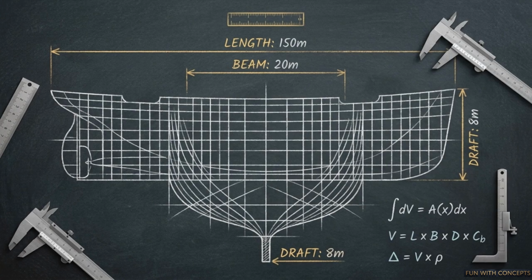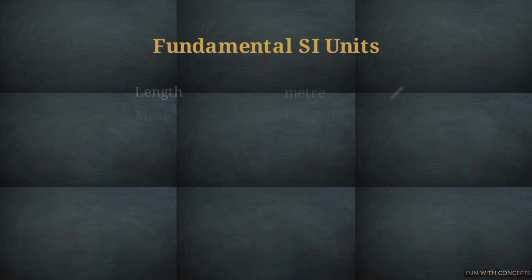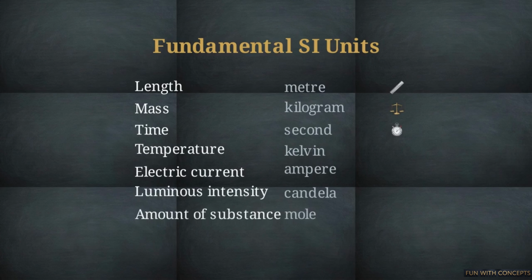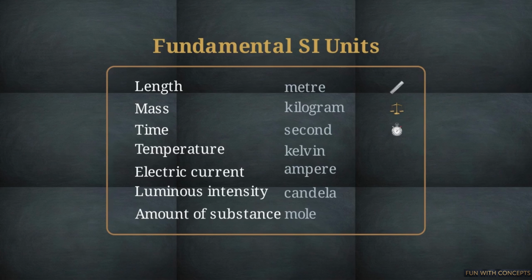We have to look at how the universe calculates reality through exact measurement. This chart outlines the 7 fundamental SI units, metrics like length in meters, mass in kilograms, and time in seconds. Think of these as the unbreakable baseline of physics. None of these 7 quantities can be broken down into anything simpler.